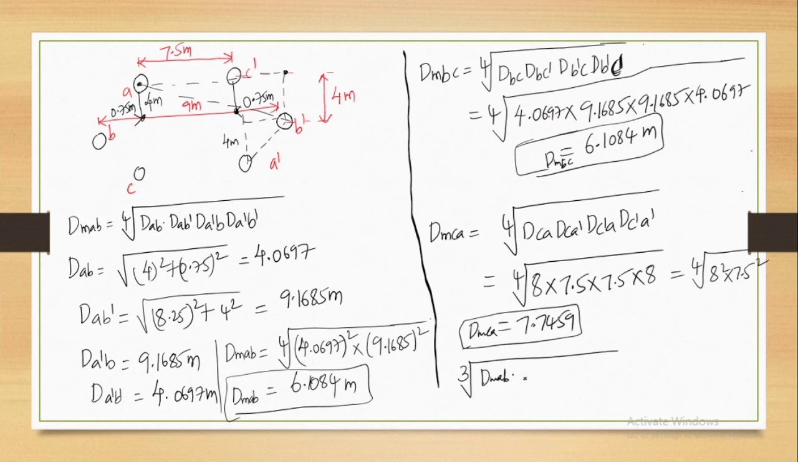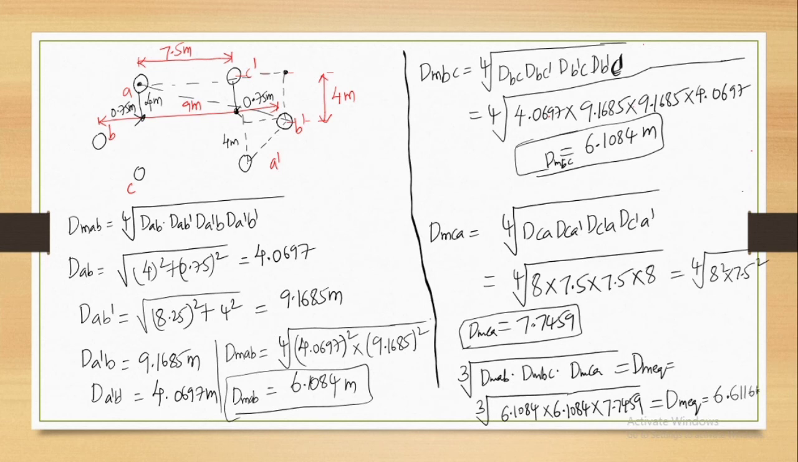Now find finally the cube root of DMAB into DMBC into DMCA, which is DM equivalent. What is this value? This is nothing but the cube root of 6.1084 into 6.1084 into 7.7459. This is the value of DM equivalent, 6.6116 meters.